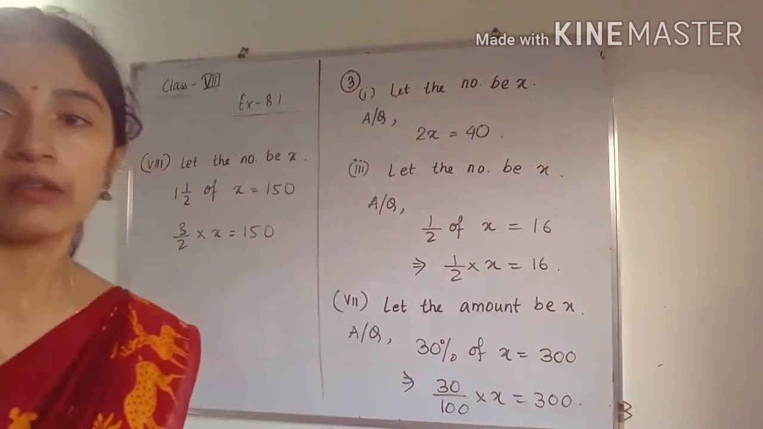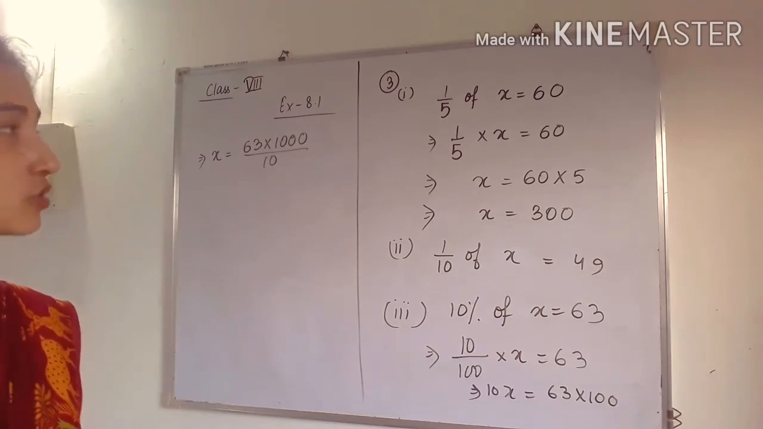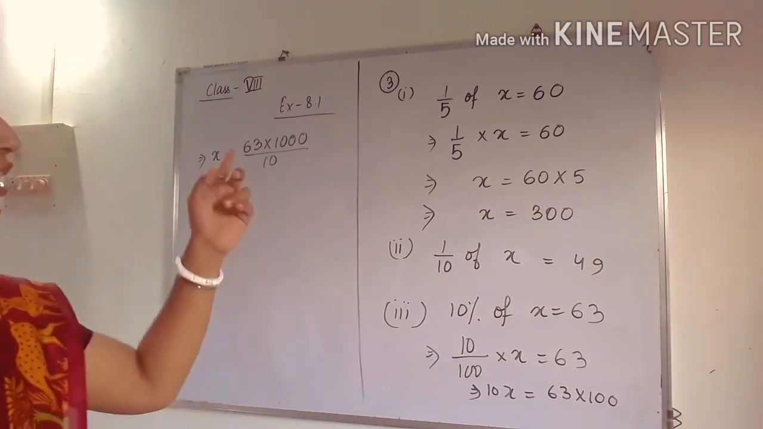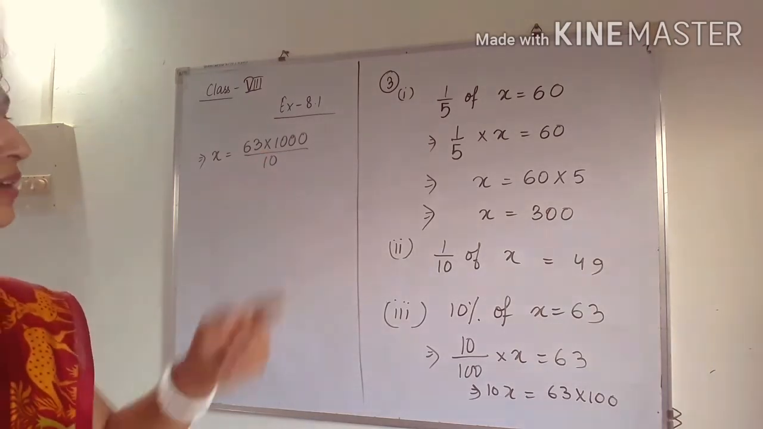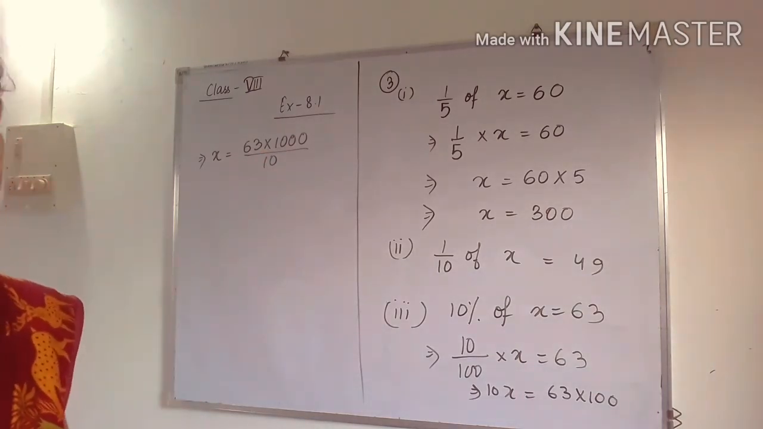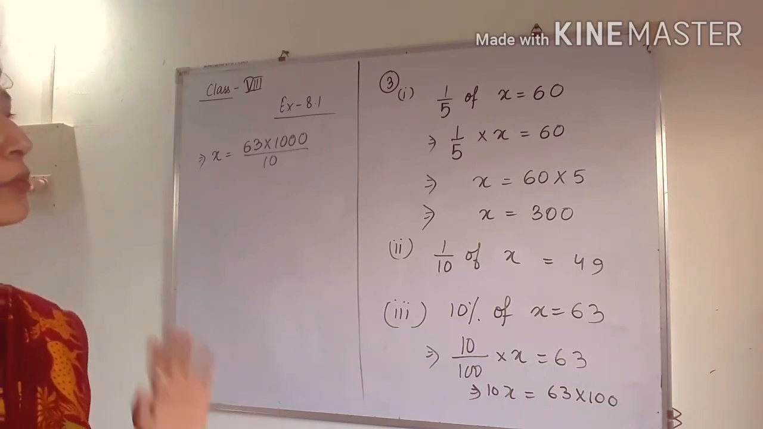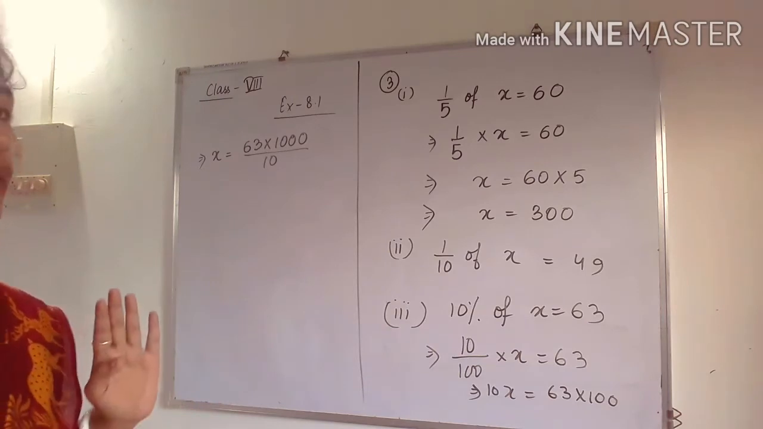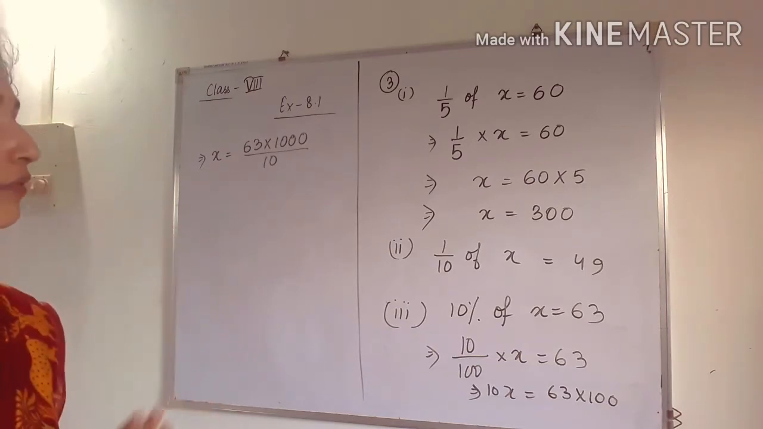Okay. So see students, the next question is also the same. Here also you have to write an equation and solve. So first is 1 by 5 of x is equal to 60. So like that you have to solve. You have to take that number as x. Just write, let the number be x. So according to the given question, 1 by 5 of x is equal to 60. So replace the "of" with multiply and just solve and find the value of x.